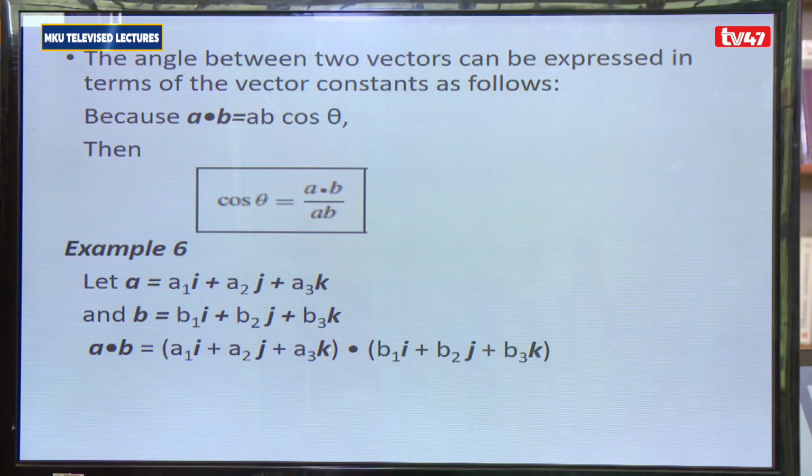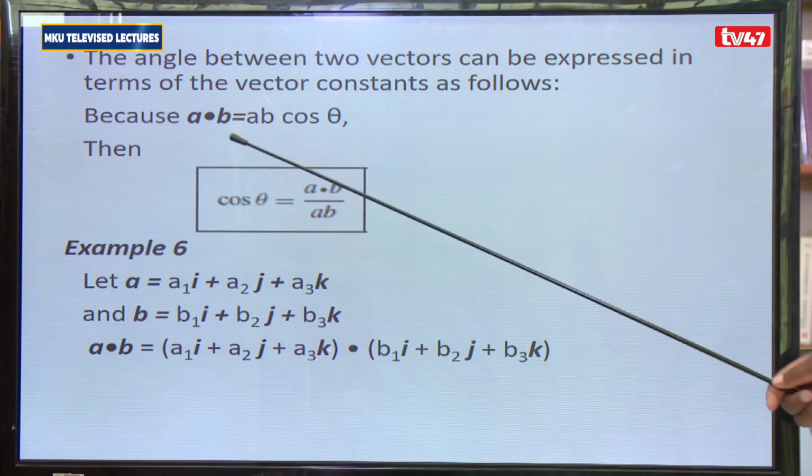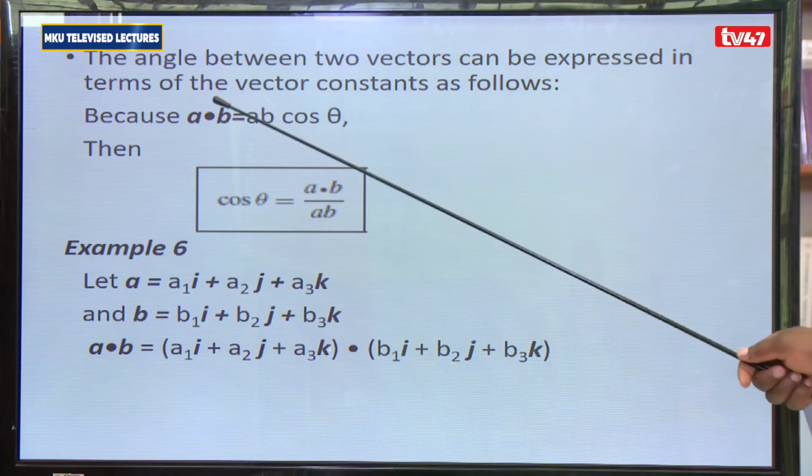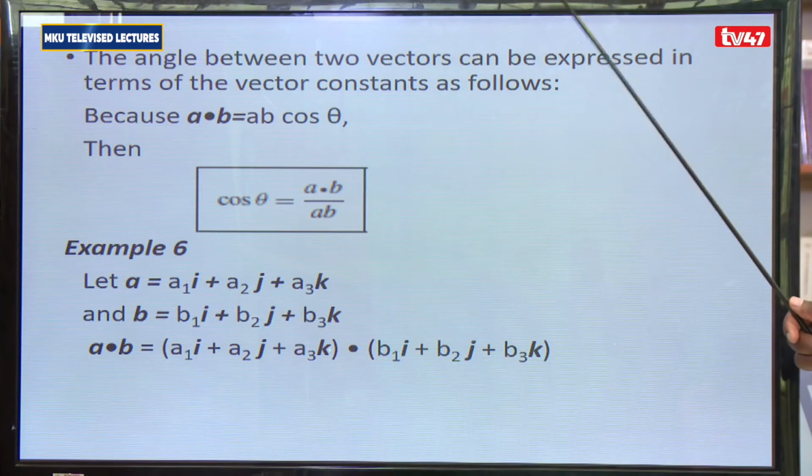Now, if you want to get the value of the angle between those two vectors, we had two vectors. We had A and we have B. Let's represent them by A and B. You want to get the angle between them.